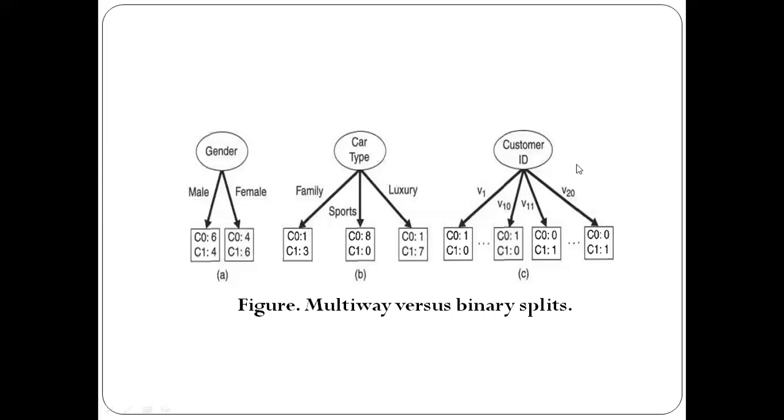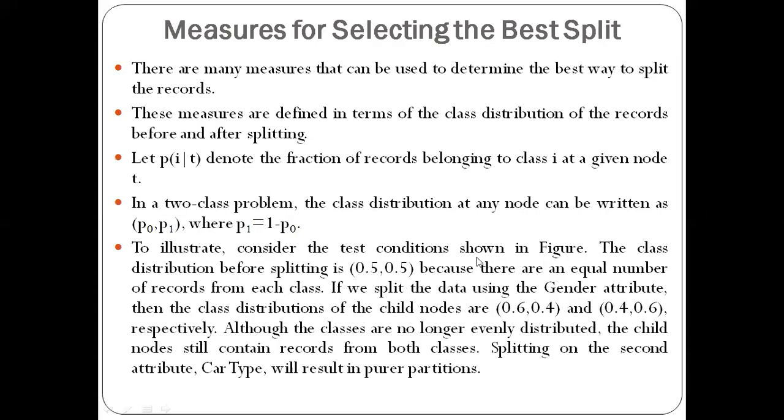One more is based on customer ID, whether this customer ID belongs to class 0 or class 1. So based on the customer ID we have divided the records here. These are the different ways in which we can assign the records to the different class levels.